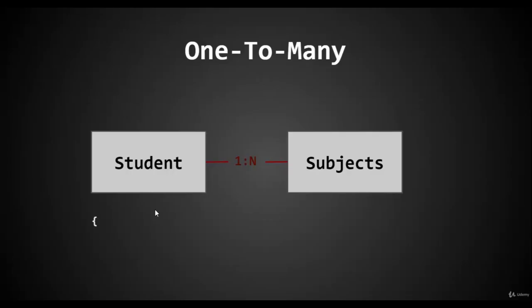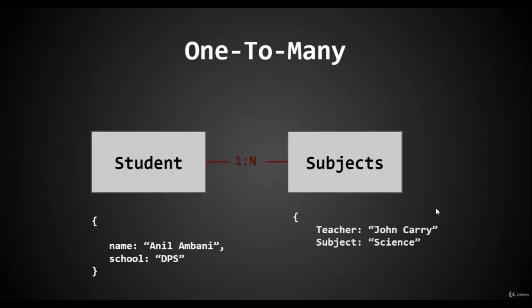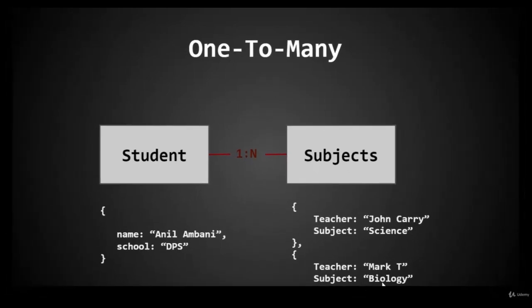What data does the student have? We have a student document which has name and school, and we have the subject document which has teacher name and subject. One student can have 2 or more subjects. So it has 2 documents, like teacher John is teaching science and teacher Mark is teaching biology. So one student has 2 subjects here. Here we want to do the data modeling using this 1 to many relationship. Let's see how we can achieve it with our strategies, embedding and referencing.